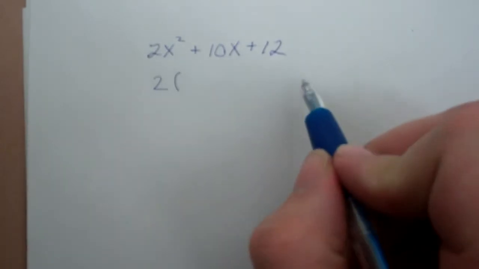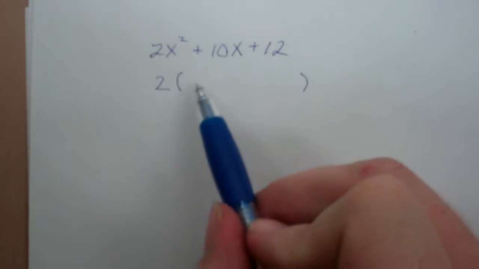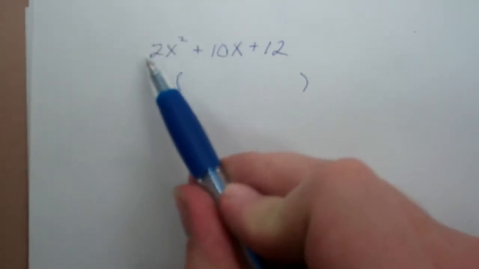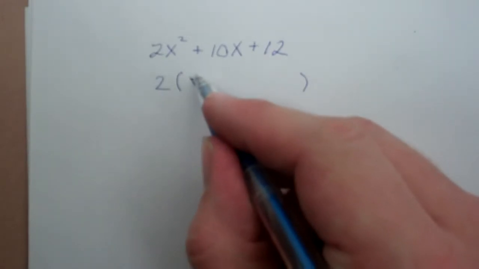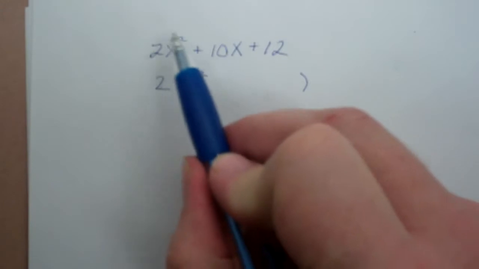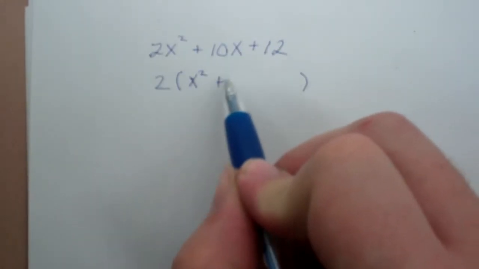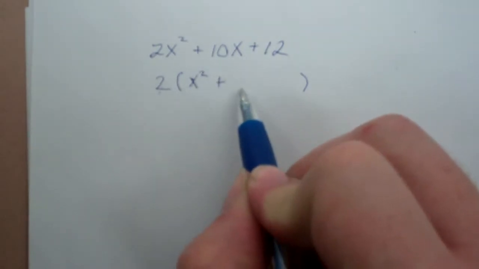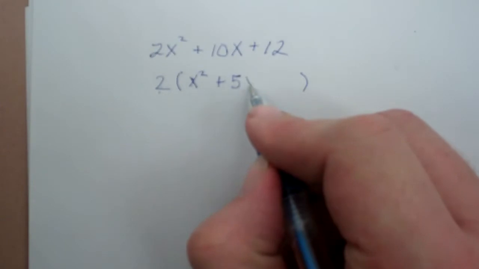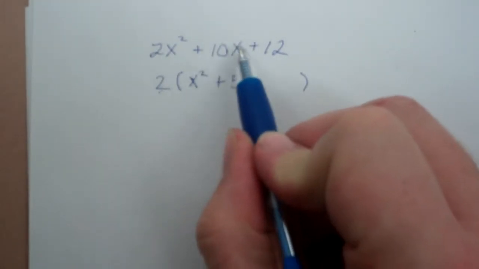Now, we need to see what is left on the inside when we pull out the 2. What needs to go here so that 2 times this gives me 2x squared? That must be an x squared, because 2 times x squared is 2x squared. We bring down the plus. What needs to go here so that 2 times this gives me 10x? That must be 5x, because 2 times 5x is 10x.